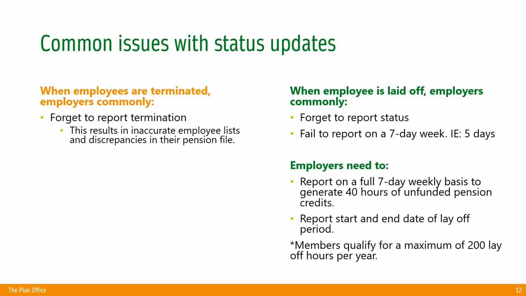When reporting status changes, employers commonly forget to report when an employee is laid off and when an employee is terminated. Both situations cause issues. When an employee is terminated but not reported, your employee list is inaccurate and can be much longer and harder to work with. When an employee is laid off, their unfunded credits accumulate on a weekly basis of 7 days. Reporting a full 7-day week will generate 40 hours of unfunded pension credits. If you report 6 days or less, this will not generate any unfunded hours. So please refer to the guide, and if you have any further questions, contact the plan office so your employee's status is up to date and accurate.